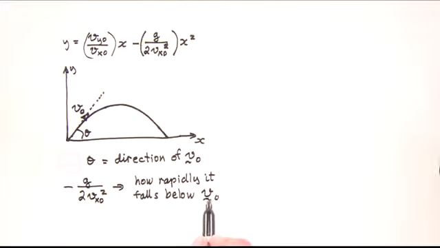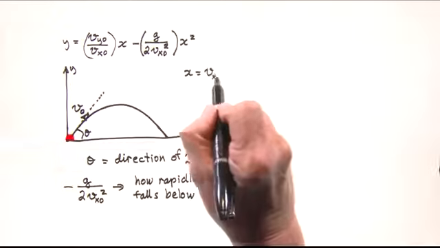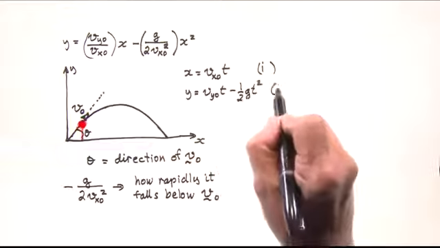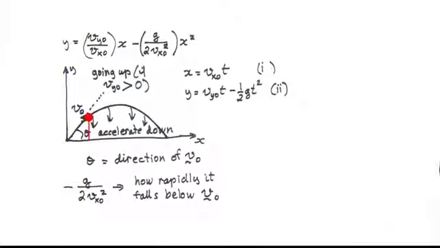Let's now use the trajectory to interpret our equations for x of t and y of t. Equation 1 says that x increases at a constant rate. Equal increase in x in equal times. So the velocity component in the x direction doesn't change. Remember, we're neglecting air resistance.